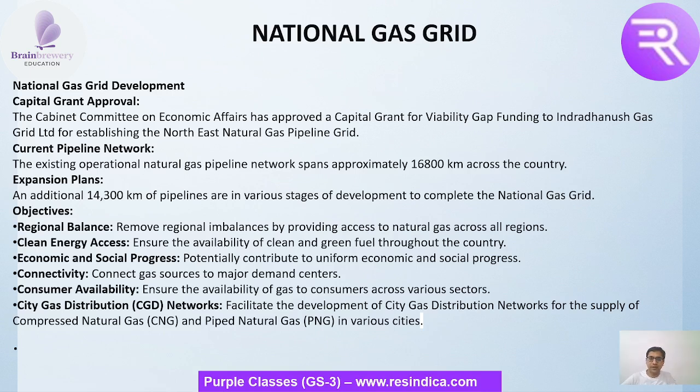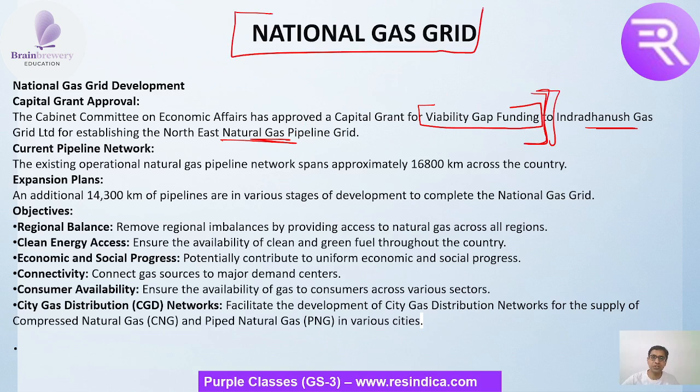Then we are creating a national gas grid. Under the national gas grid, the government has given approval as a capital grant for viability gap funding for the Indradhanush gas grid. The Indradhanush gas grid has been created in the northeast, for establishing the northeast natural gas pipeline. So this is one aspect of the national gas grid. We are talking about the meaning of the national gas grid: here we are converting to a gas-based economy.